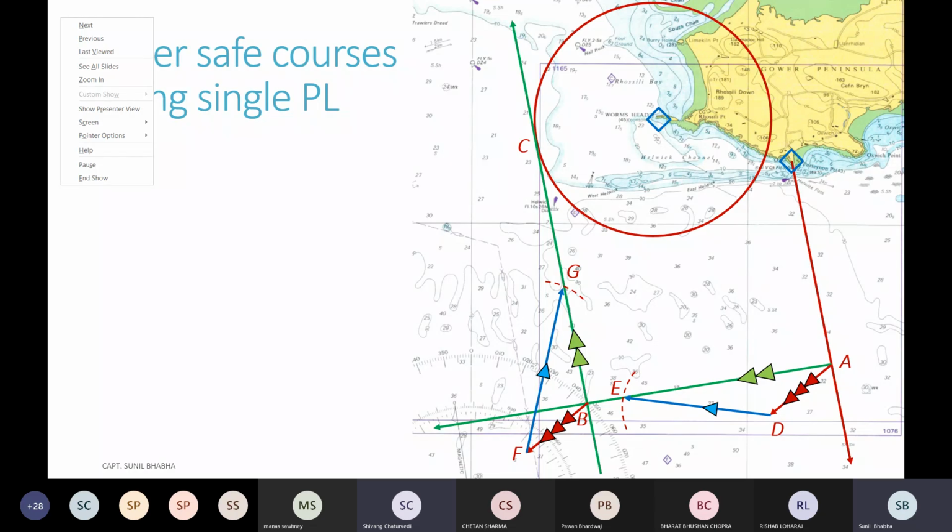Right, exactly right. So like in this case, the first course made good of ours could be in some direction like 260 or something, and the second course made good could be something like 350 or something. So we know if we steer these courses, then whatever initial position we are at on our PL, ultimately we will always be passing with that much safe distance from the lighthouse point. Okay?